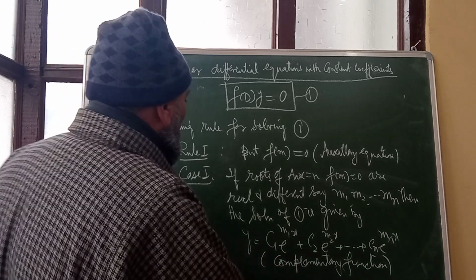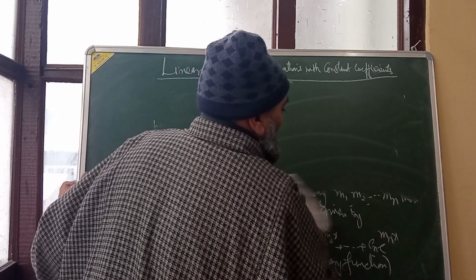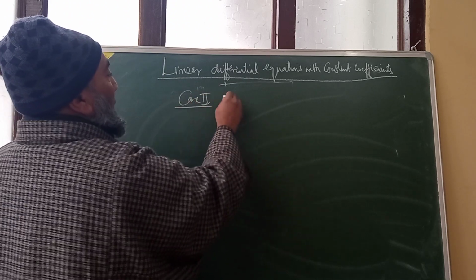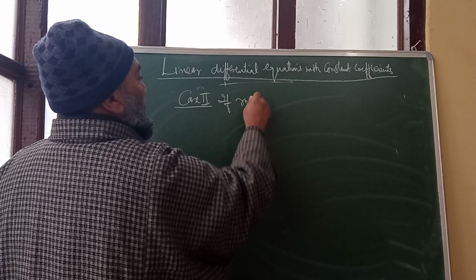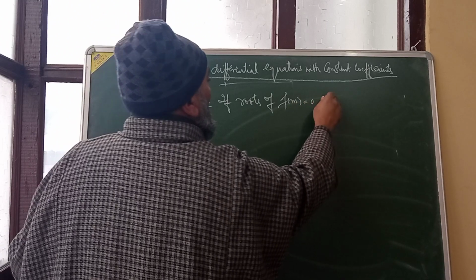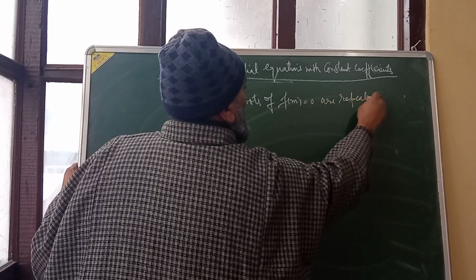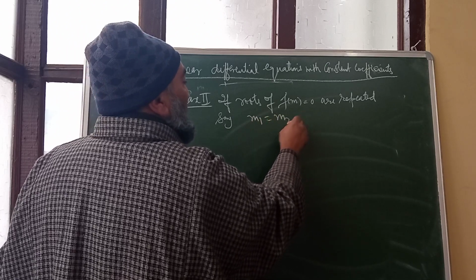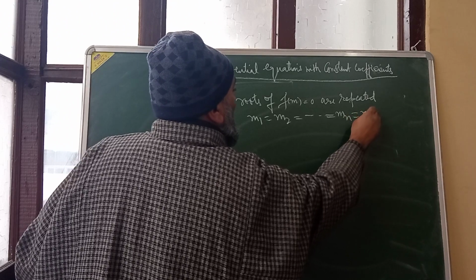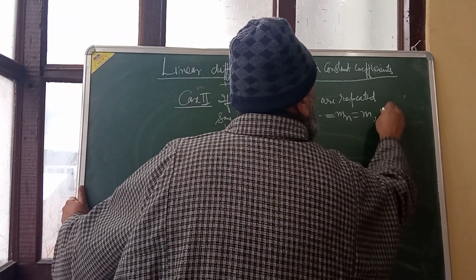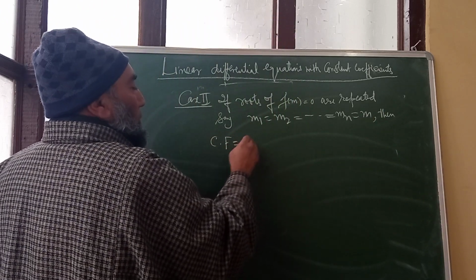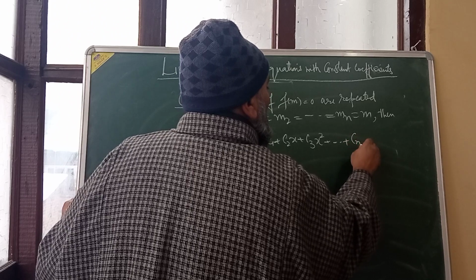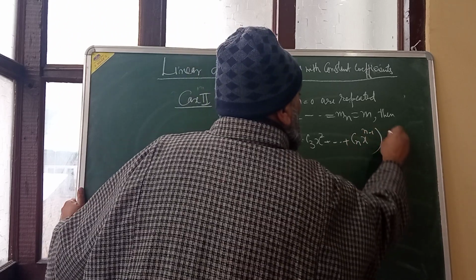Now, if roots are repeated, case 2. If roots of f(m), known as the auxiliary equation, are repeated, say m1 equal m2 equal so on, mn equal m, all are equal, then the complementary function, the solution, which is y, is c1 plus c2x, plus c3x square, plus so on, cn x raised power n minus 1, times e to the power mx.